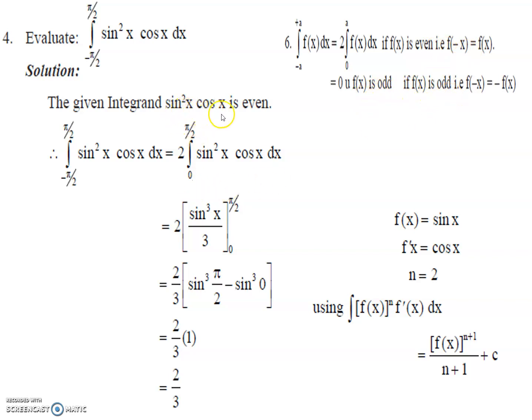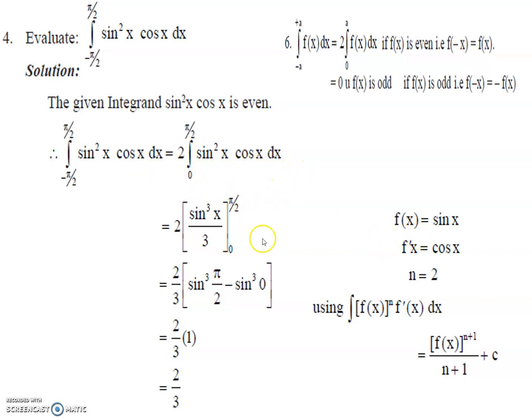Let us check whether sine square x cos x is even or odd. We have to put minus x instead of x. So sine of minus x, squared, is sine square x, and cos of minus x is cos x. That's why the given function is even. So the integral from minus pi by 2 to pi by 2 of sine square x cos x dx is equal to 2 times the integral from 0 to pi by 2 of sine square x cos x dx.